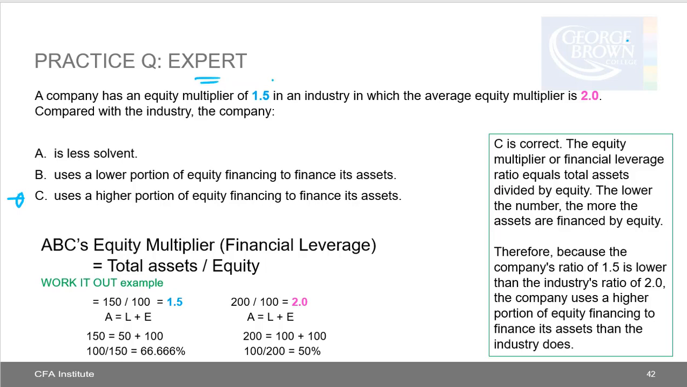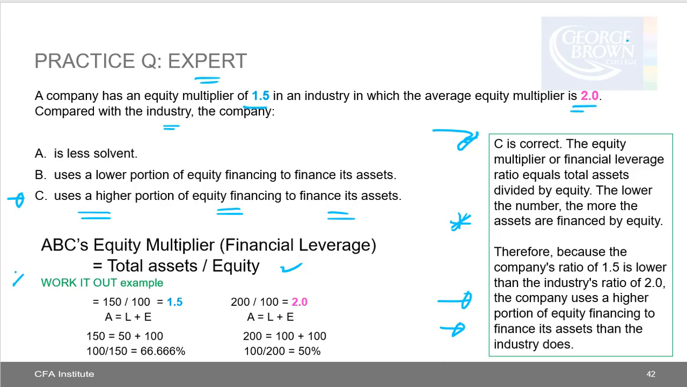This is an expert question, but I think if we work our way through it, you'll see that it's not too difficult. So a company has an equity multiplier of 1.5 in an industry with average equity multiplier of 2.0. Compared with the industry, the company uses a higher portion of equity financing to finance its assets. So C is correct. The equity multiplier or financial leverage ratio equals total assets divided by equity. That's the formula for the ratio. The lower the number, the more the assets are financed by equity. Therefore, because the company's ratio of 1.5 is lower than the industry's ratio of 2.0, the company uses a higher portion of equity financing to finance its assets than the industry does.